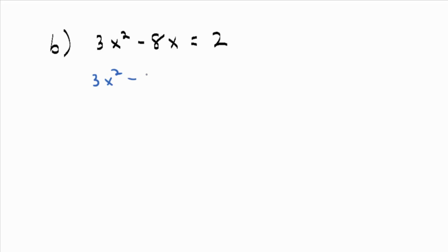You'd have to set it equal to 0, and you do that so you can identify a, b, and c, right? So what do I do to both sides? Subtract 2. So I get 3x squared minus 8x minus 2 equals 0. Okay, what's a, b, and c? A is 3, B is negative 8. Yeah, you include the negative, right? And C is negative 2.